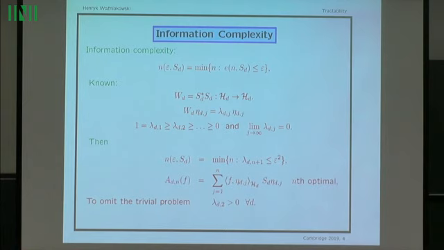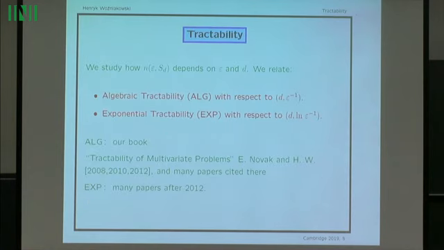Usually, of course, you have infinitely many eigenvalues, and the rate of these eigenvalues will be very important. Okay, so now I think I can return to complexity, to tractability, I'm sorry. So tractability studies the information complexity, and if we compare the information complexity with respect to d and 1 over epsilon, then we have this algebraic complexity. If we compare information complexity to d log 1 over epsilon, we have exponential tractability.